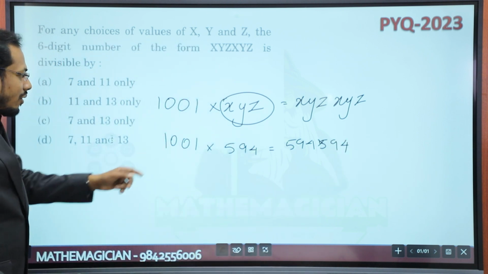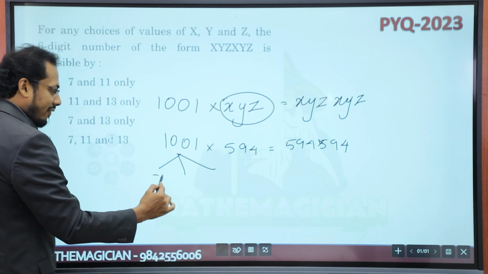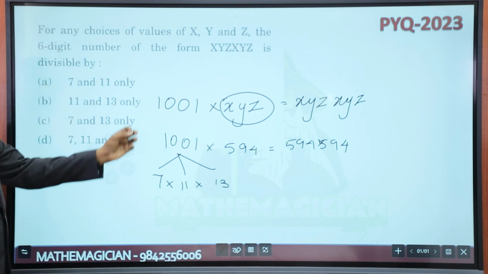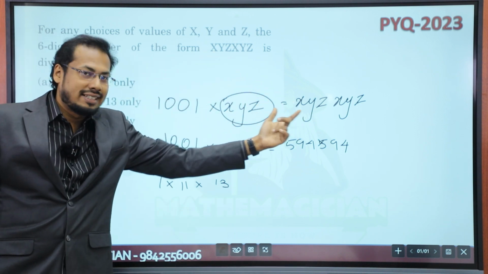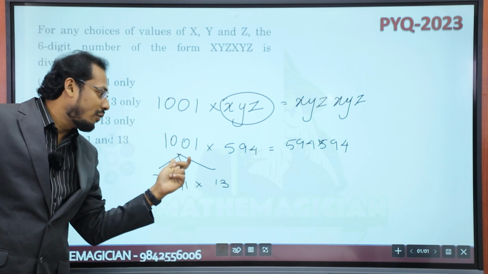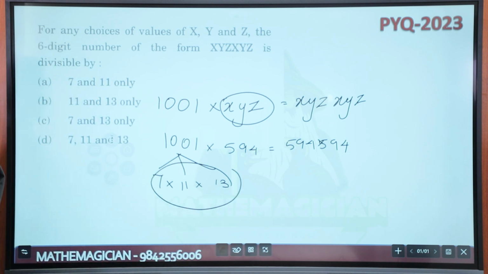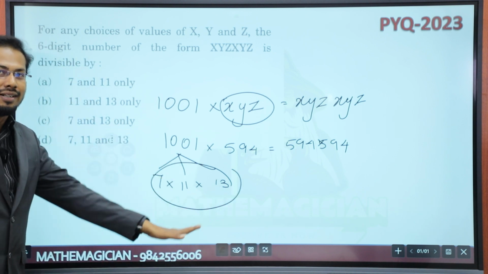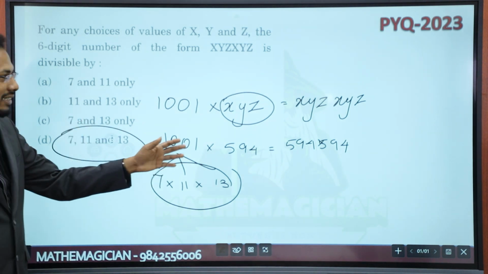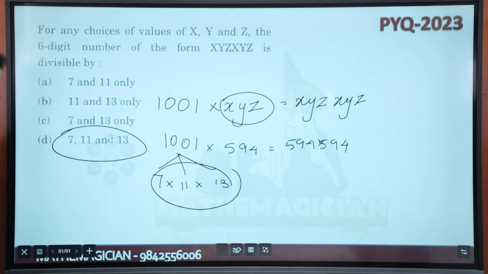Because 1001 is nothing but 7 into 11 into 13. So whatever number is formed by repeating a 3-digit number two times will definitely be a multiple of 1001. If it is a multiple of 1001, its factors will be 7 into 11 into 13, so it is divisible by 7, 11 and 13. So the answer is option 3. I explained this in detail in the previous video, you can check that, right?